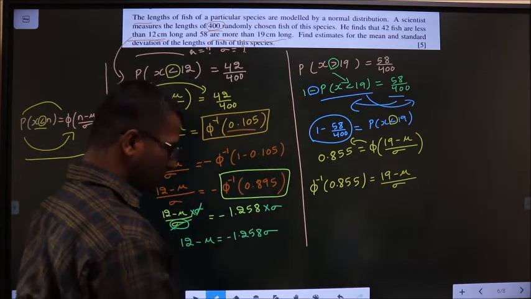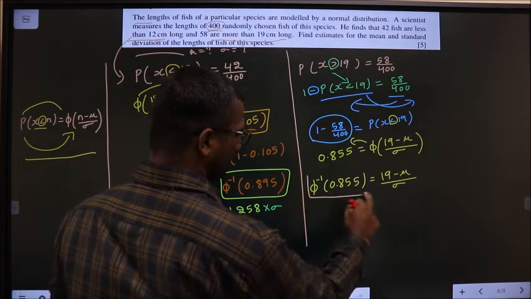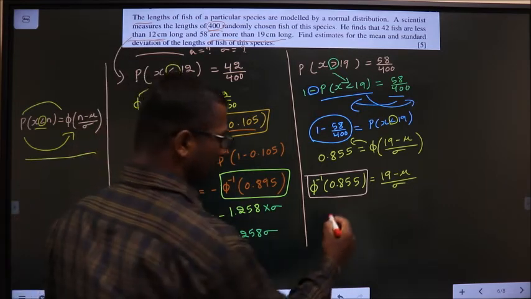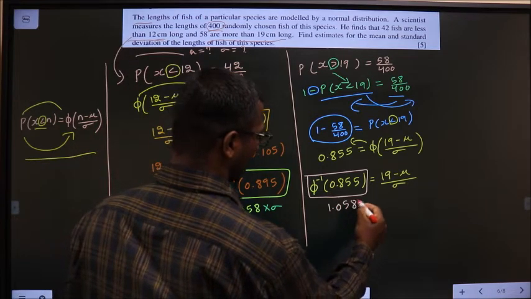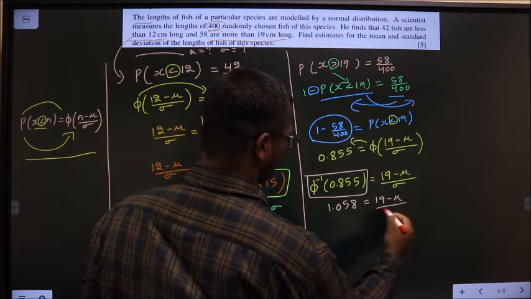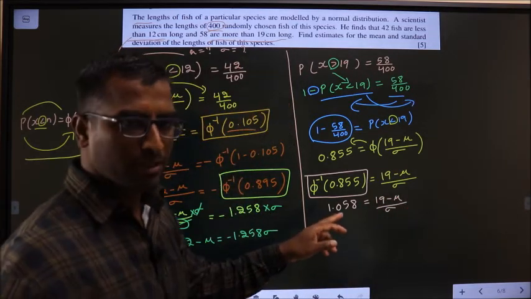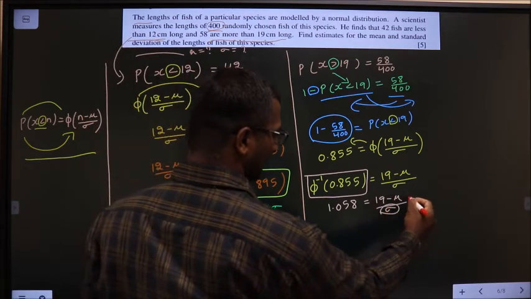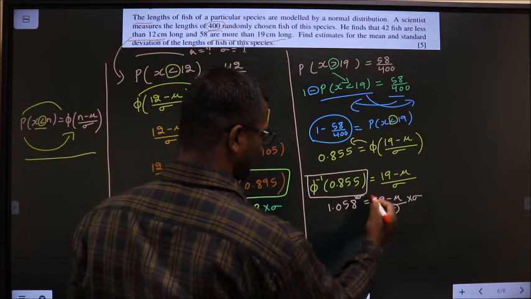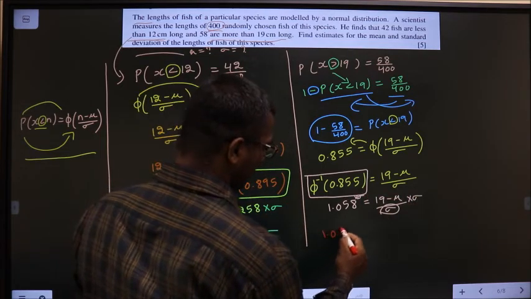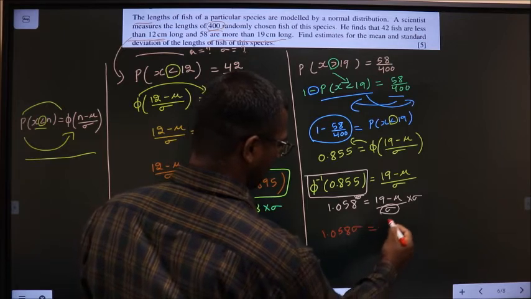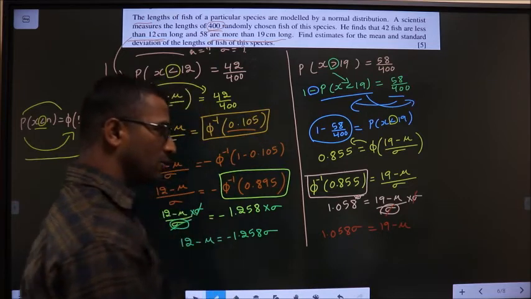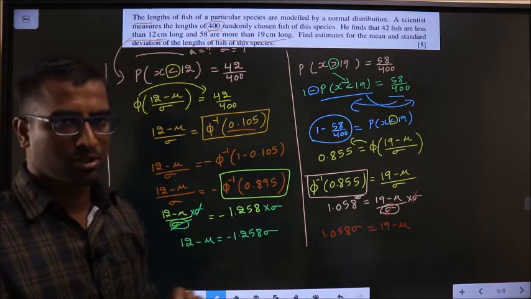Now, we get this value from the normal distribution table and we get it to be 1.058. If any doubts in the normal distribution table, look at the playlist in the description. Now, to get rid of the standard deviation, multiply by standard deviation on both sides. So we get 1.058 standard deviation equal to, this gets cancelled, 19 minus mu. So this cannot be simplified further, so we stop.